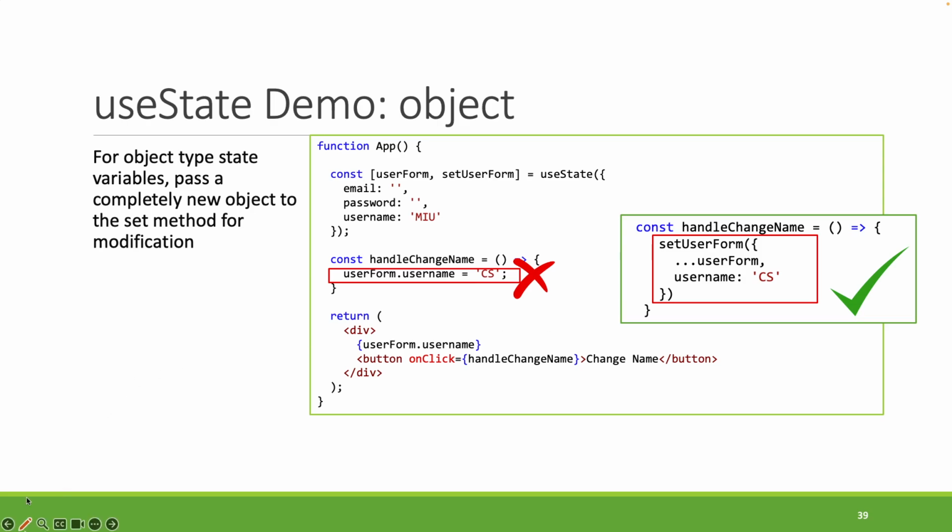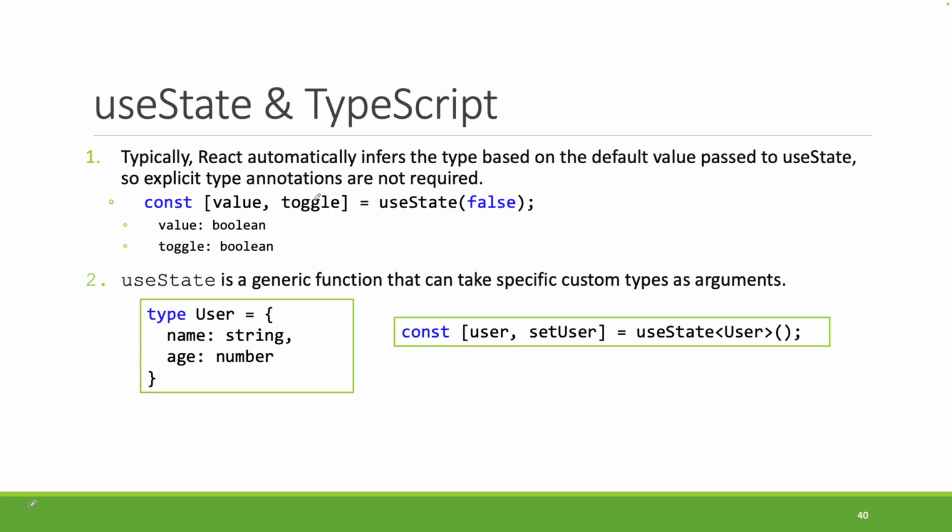So here we already talked about how working on the existing object won't work. You have to create a new one. React automatically infers the type based on the default value passed to useState. So explicit type annotations are not required. When I give false here, by default, the value is what? By default, the value is Boolean. And the toggle, what is it? It is a function which will be used to update. And here it's going to have a parameter which is a Boolean type, like a value, okay. And it's what you use to make a change to this state.